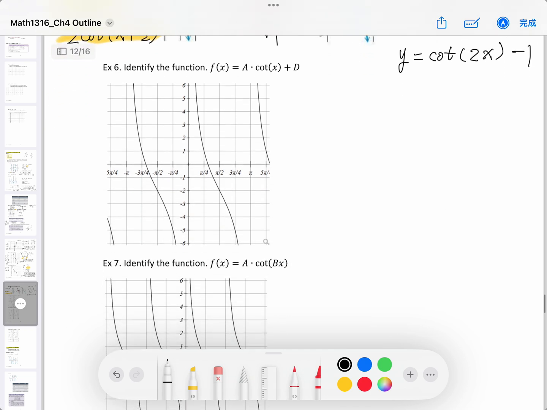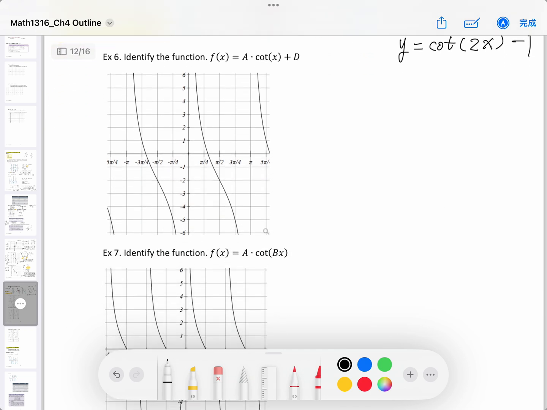All right, let's see number 6. Identify the function. If I gave you an image, can you give me the function? Oh, okay, it gives me the hint. This is cotangent, so A times cotangent x plus d. I'm going to find two vertical asymptotes. Obviously, I can tell that the vertical asymptotes are between 0 and pi.